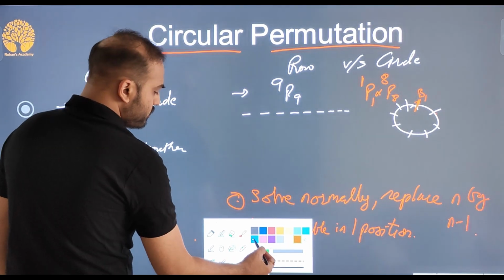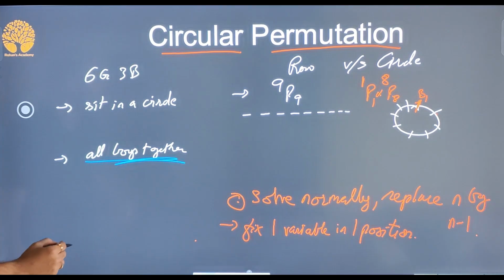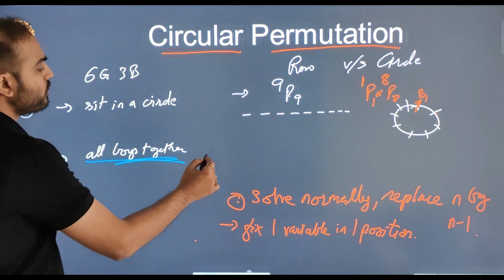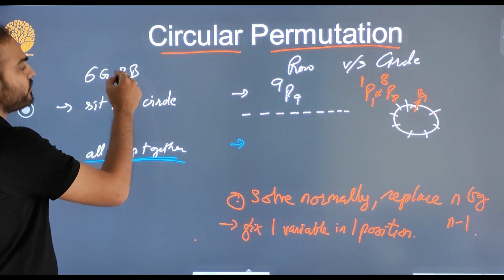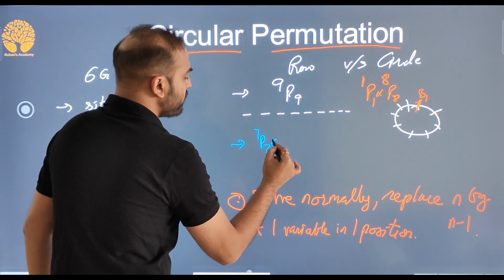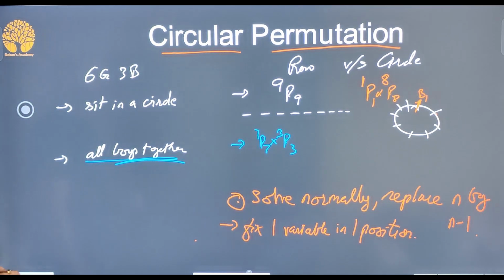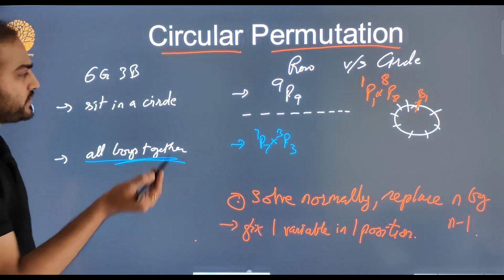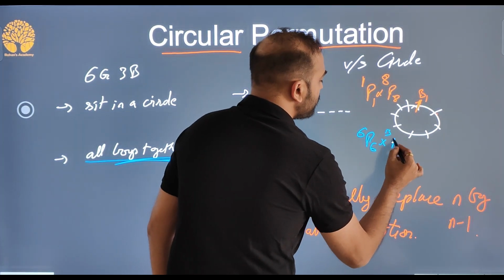Right. So if you look here, say the condition was all the boys together. Now in a row, we know if all boys are together, we combine them and count them as one. The answer becomes 7P7 into 3P3. The same thing in a circle will now become 6P6 into 3P3.